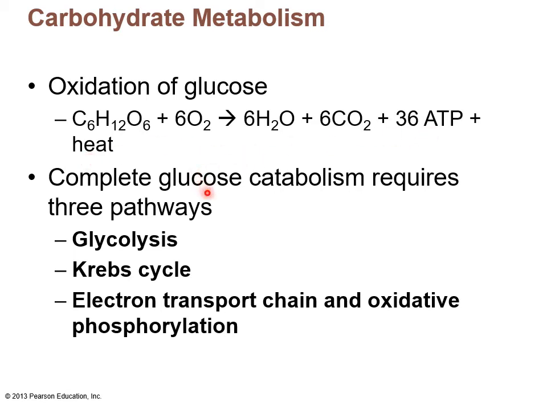So there are 3 processes involved with glucose metabolism. Glycolysis, that word means splitting the glucose. Krebs cycle, and electron transport chain and oxidative phosphorylation. Please stay with me, and if you have questions, I will be glad to address those. Glycolysis takes place in the cytoplasm of the cell. The other 2 take place in the mitochondria, which is the powerhouse, remember?